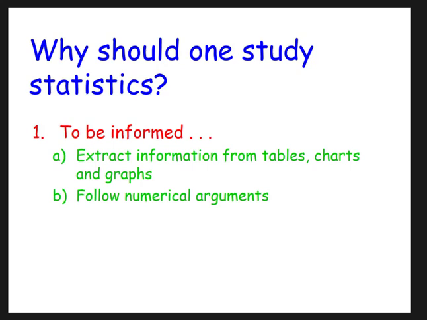Following a numerical argument. Somebody might try to convince you that product A is better than product B and display all this information that seems to prove their point. But can you follow that argument and see if there are flaws in that argument, or even if the whole argument itself is valid?